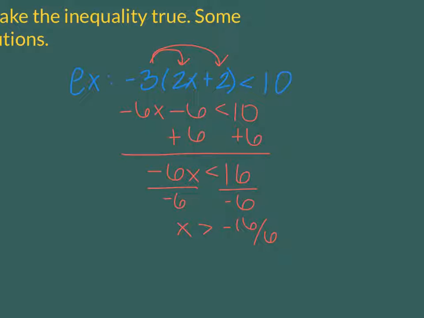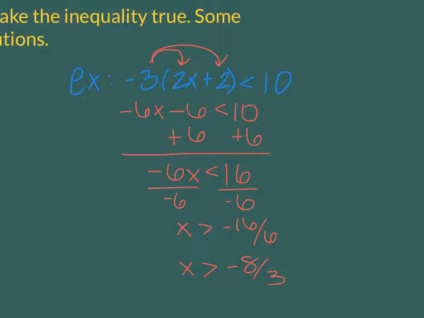So my solution set is all numbers greater than negative 16 over 6, which I can actually reduce to a smaller fraction, so that's what I'm going to do. I'm going to reduce it by 2, so I get negative 8 over 3.